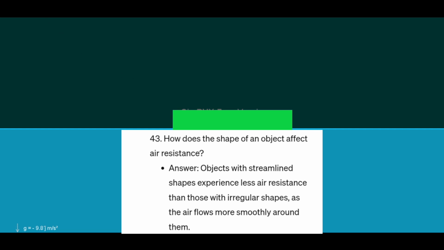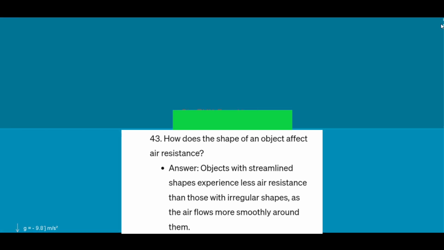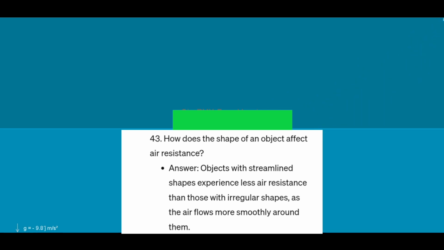How does the shape of an object affect air resistance? Answer: objects with streamlined shapes experience less air resistance than those with irregular shapes, as the air flows more smoothly around them.